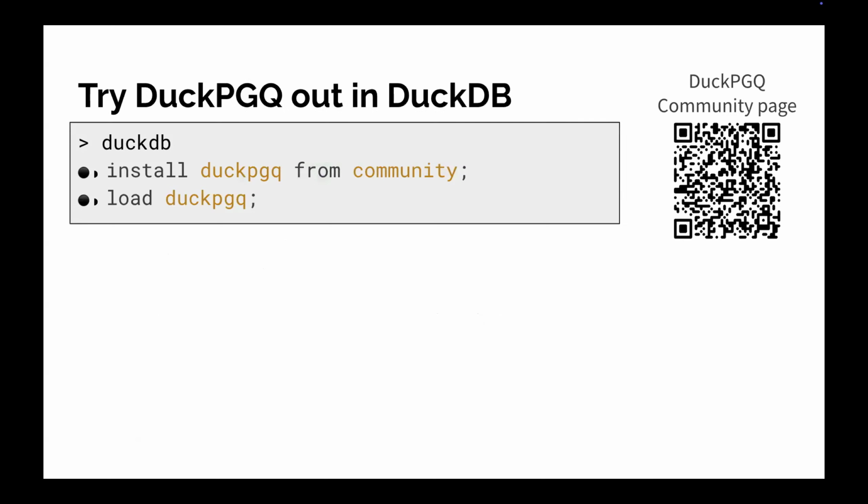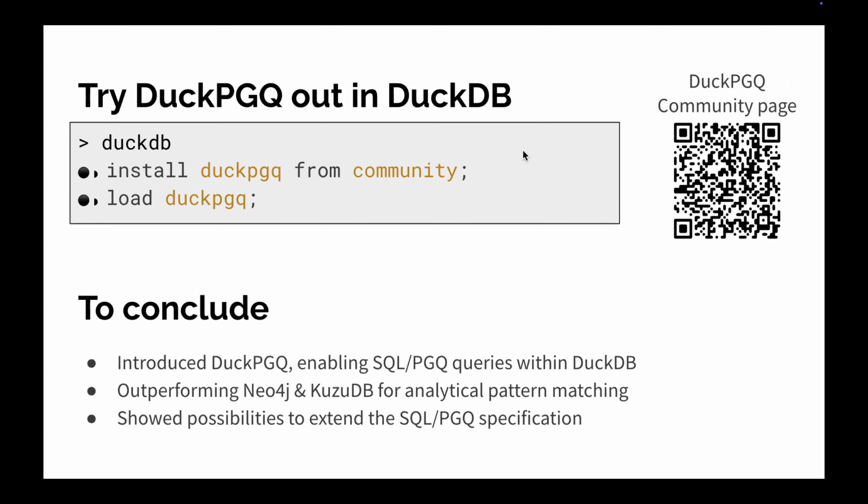All right, so if you want to try it out, it's as easy as starting up DuckDB in your favorite environment and saying install DuckPGQ from community and load DuckPGQ, and you're good to go. And there's actually a QR code, which I'll very subtly unhide. And to conclude, I introduced DuckPGQ, enabling SQL PGQ queries with DuckDB. I've shown that it can outperform Neo4j and Kuzu for analytical pattern matching, and there are possibilities to extend the SQL PGQ specification. And with that, thank you for your attention.